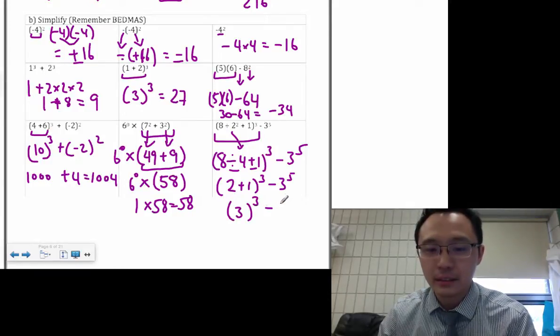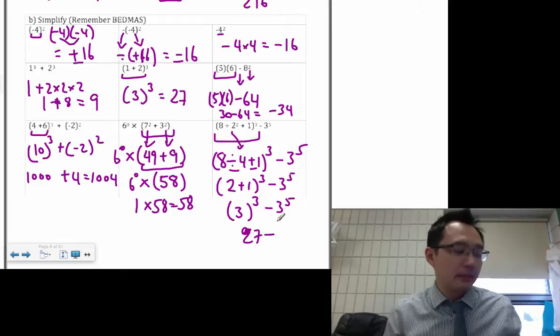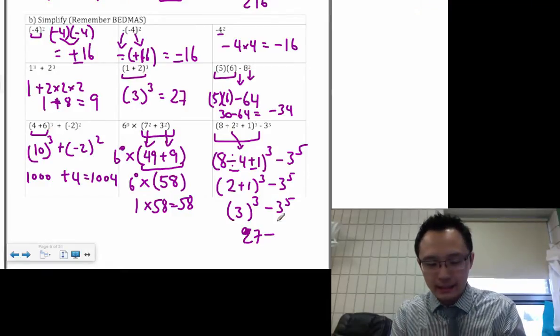3, let's do all the exponents. This is going to be 27. Subtract 3 to the power of 5. I can't do that in my head. Let's see this.